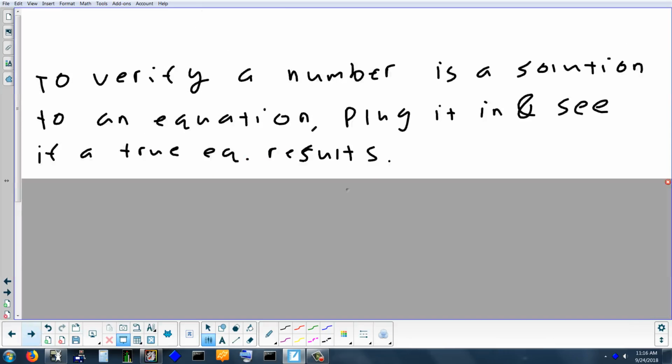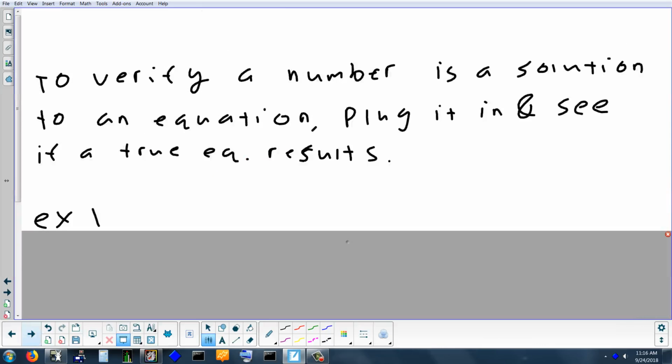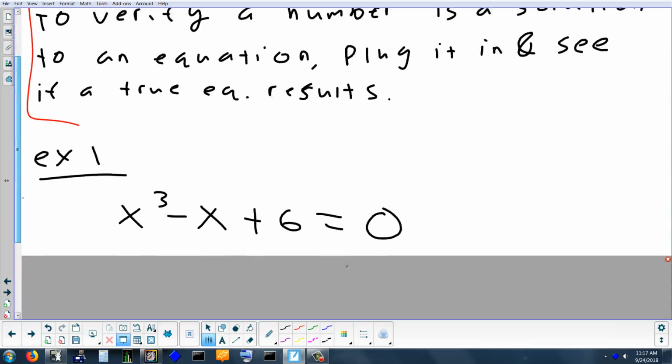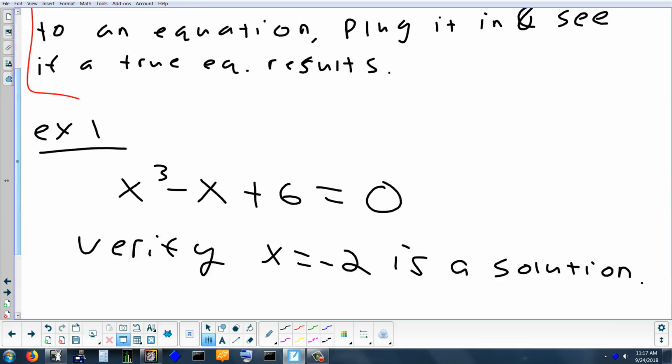Okay, to check your solution to an equation, you just plug it in and see if you get a true statement. We've been doing that kind of stuff since Algebra 1. You really don't need to write that down. But we'll do an example right here. You might not know how to get -2. I think on the calculator, you should be able to graph that and calculate a root. But algebraically, I don't think anybody would know how to solve that, because it's a cubic. Can't use the quadratic formula on something like that. So they just want you to check that -2 is a solution.